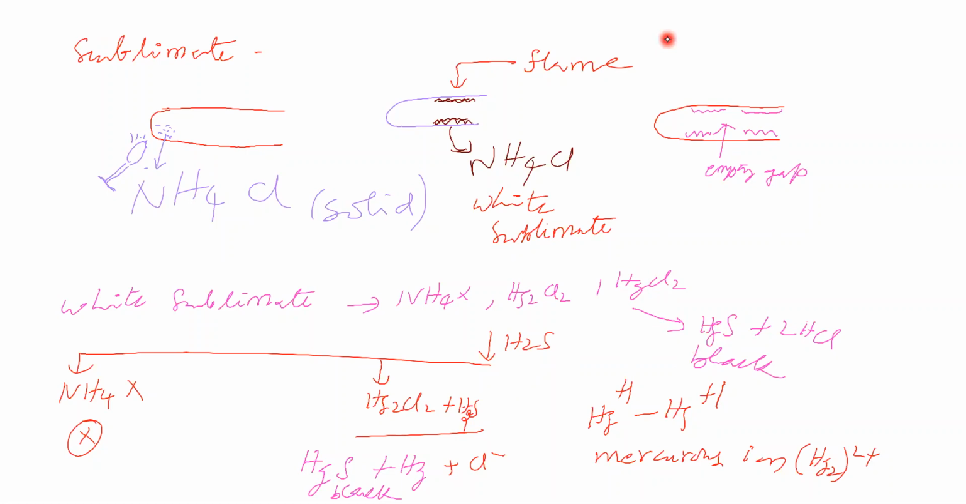So here we have seen in the dry heating test, white sublimate possibility we have considered. White sublimate may be ammonium halide, mercurous chloride, or mercuric chloride. How to distinguish? Ammonium halide is not affected by H2S gas. Mercurous chloride and mercuric chloride are affected by H2S gas and give a black precipitate, that is HgS. That means mercurous chloride and mercuric chloride, which are white substances, convert into black with H2S gas.